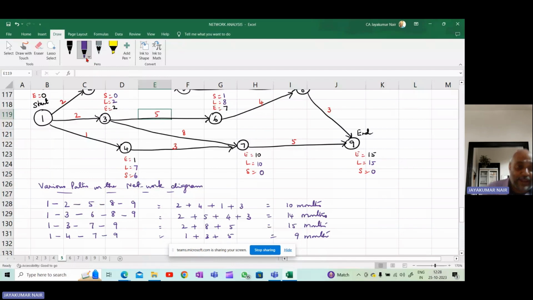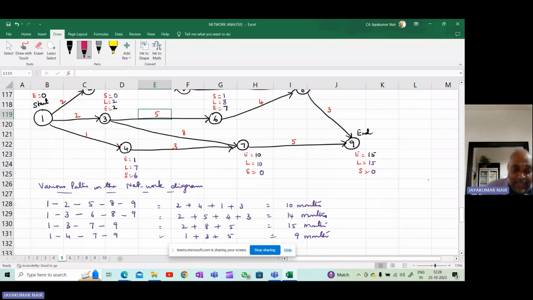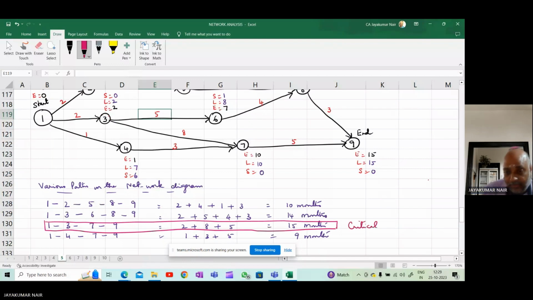If you want to find out the critical path, it is the longest path on the network diagram, the one which takes the maximum time. So the maximum time is this. This is the critical path because it takes the maximum time.